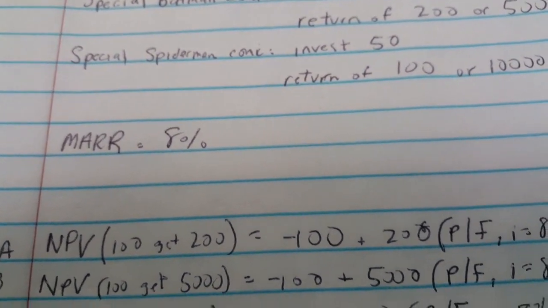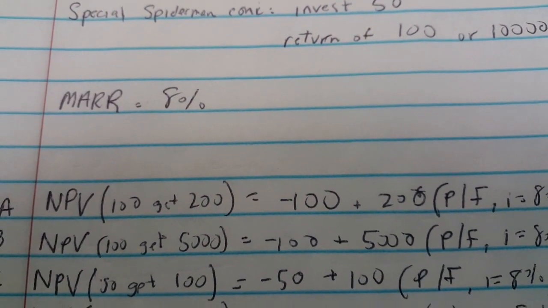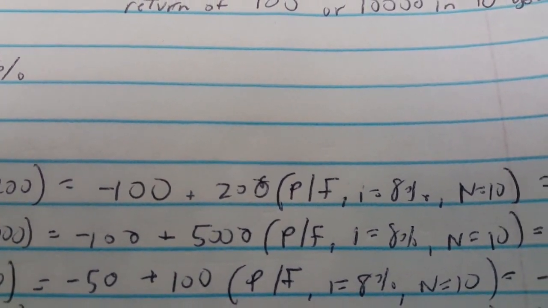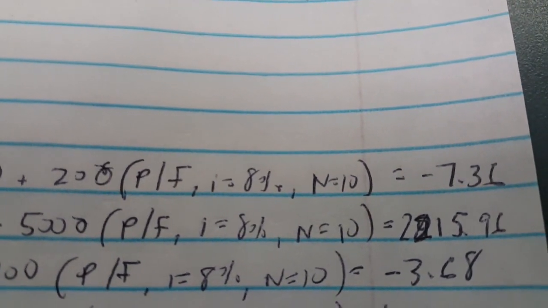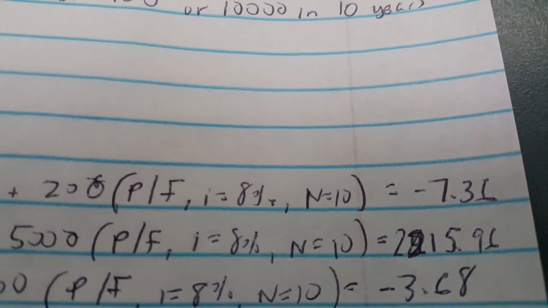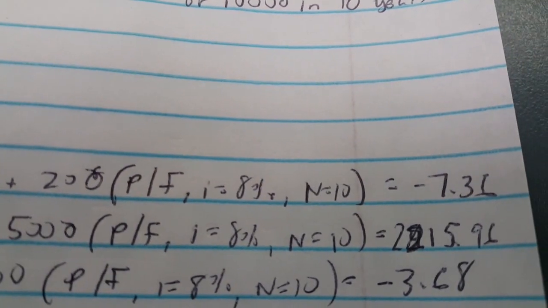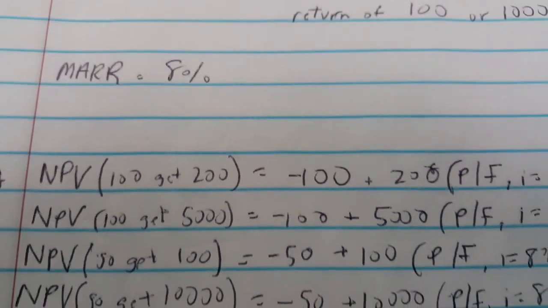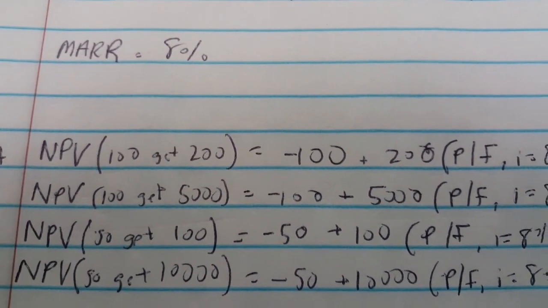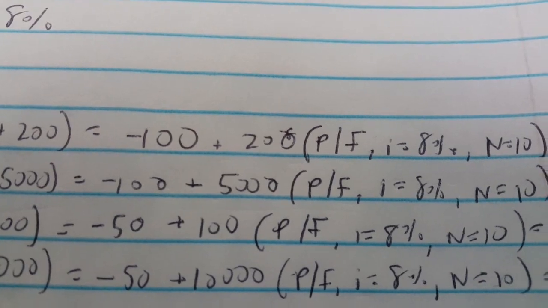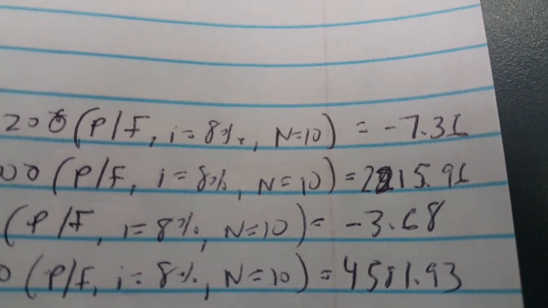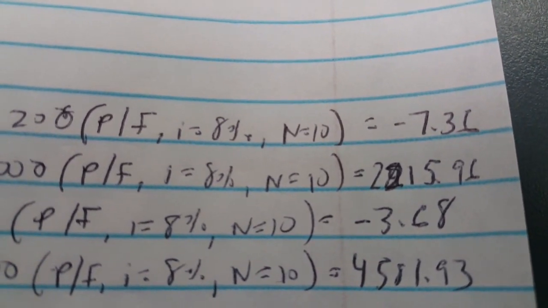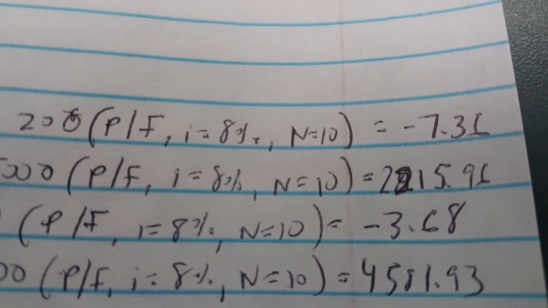Now what about Spider-Man? So for $50 to get $100, you take negative 50 plus $100 in the future to find the present value, and it'll give you negative $3.68. It's still a loss, but it's not as huge as the Batman loss, and you're paying less to invest. But at the chance to get $10,000, you take negative 50 plus 10,000 in the future, and it gives you a whopping increase to $45.81, which is more than double actually what you get for the Batman one.